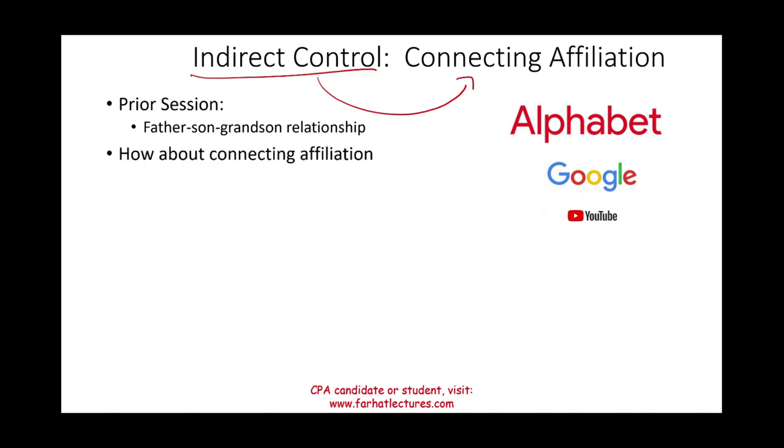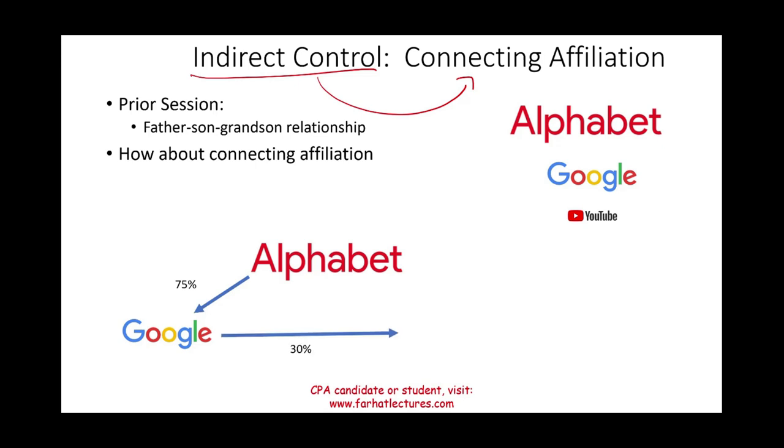You could have what's called connecting affiliation. What does a connecting affiliation look like? Well, let's use the same companies. Let's assume Alphabet owns 75% of Google. Well, Alphabet controls Google. And let's assume Google owns 30% of YouTube. Well, what happened here is Alphabet doesn't control YouTube because Google doesn't control YouTube.